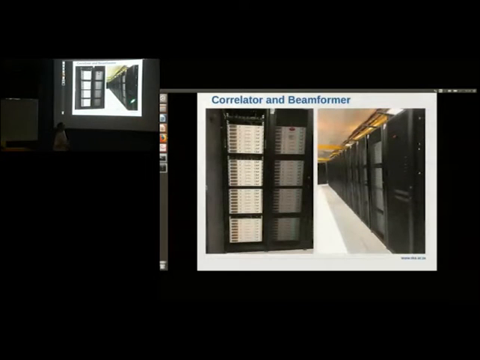Over here, this is a picture of what the Karoo array processing building looks like on the inside, and you can see the SKARAB racks over here. In total, there are 288 SKARAB boards. We have 54 Mellanox switches. Each of the Mellanox switches has 12 40 gigabit Ethernet ports.